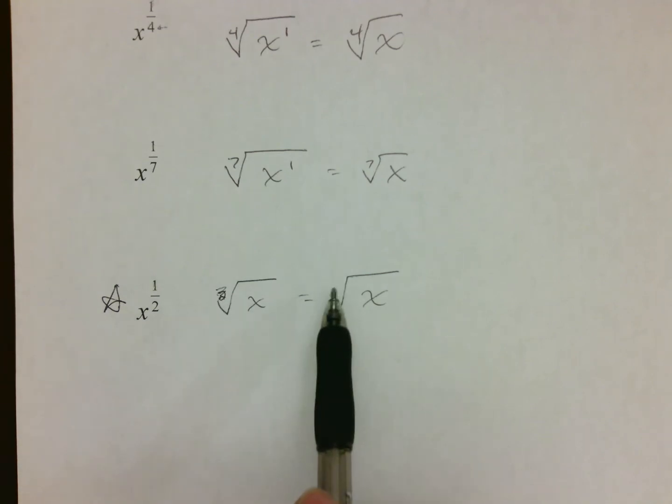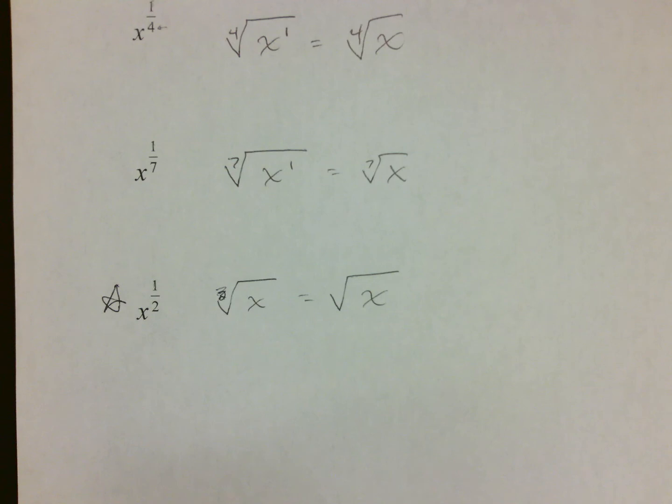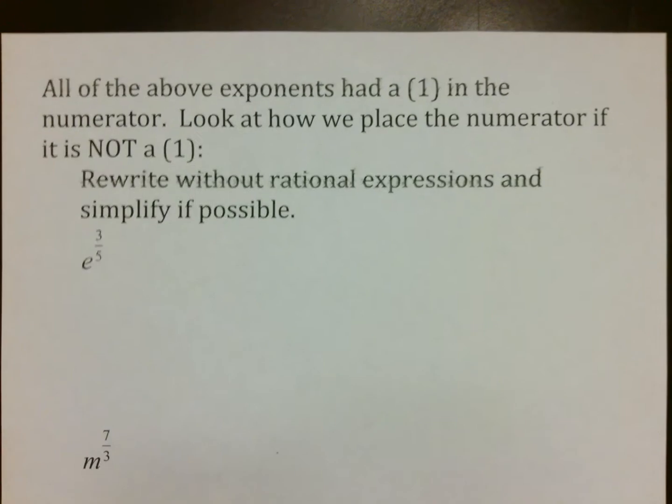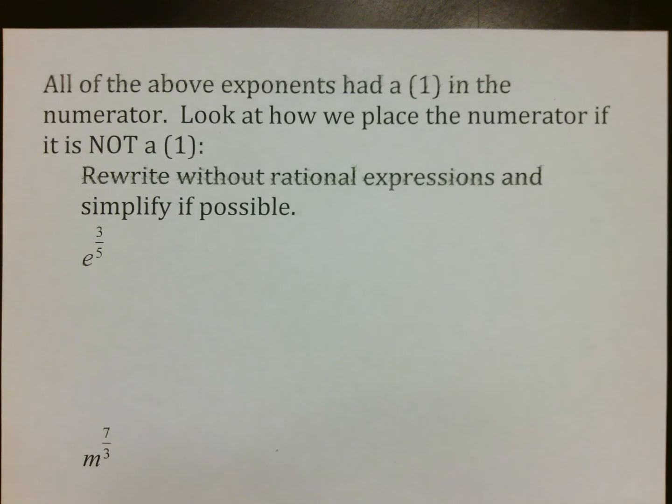The 2 is the invisible number. Every other number will show up, but again, in our work today and in our work for this unit, actually in your work for the rest of math, you just do not write the 2. Alright? All the above exponents had a 1 in the numerator.